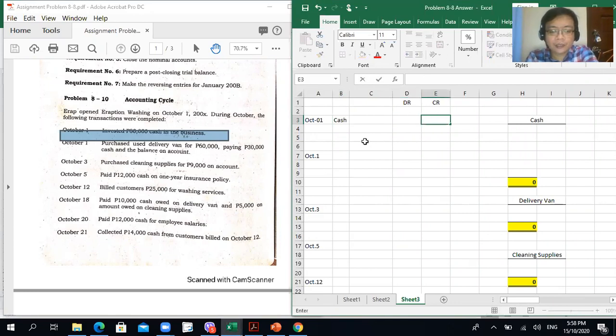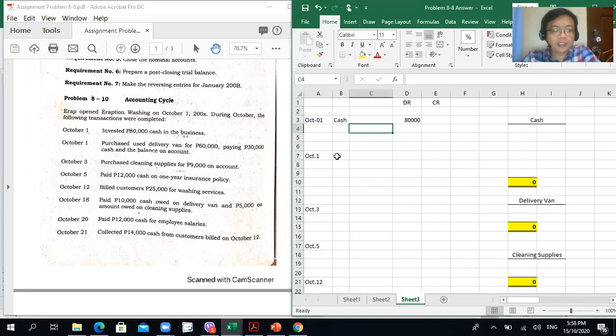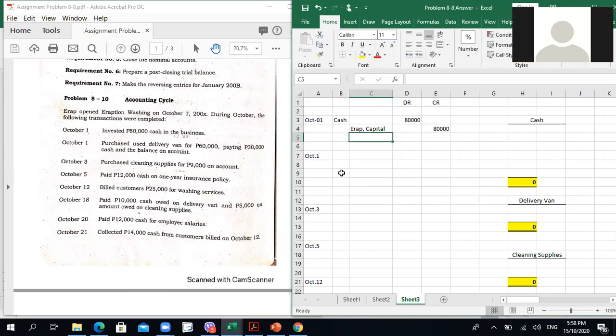And you credit what? So what if you invest cash? Very good, Richard. So it is a capital, but be specific. So it is AirUp capital. All right. So AirUp capital, which is 80,000. Very good. So after that, if you have your journal entry, you should also have explanations. So meaning invested cash.